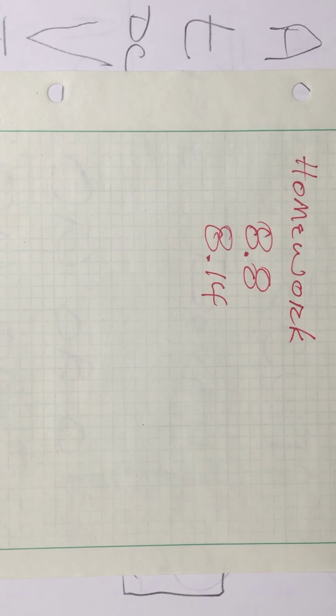So for homework, what we're going to do today, this homework is going to cover what we do. I want you to do 8.8 and 8.14. Again, this is due Wednesday. Please make sure you turn in the homework because, again, you cannot pass the class if you don't have a 70 average on the homework.